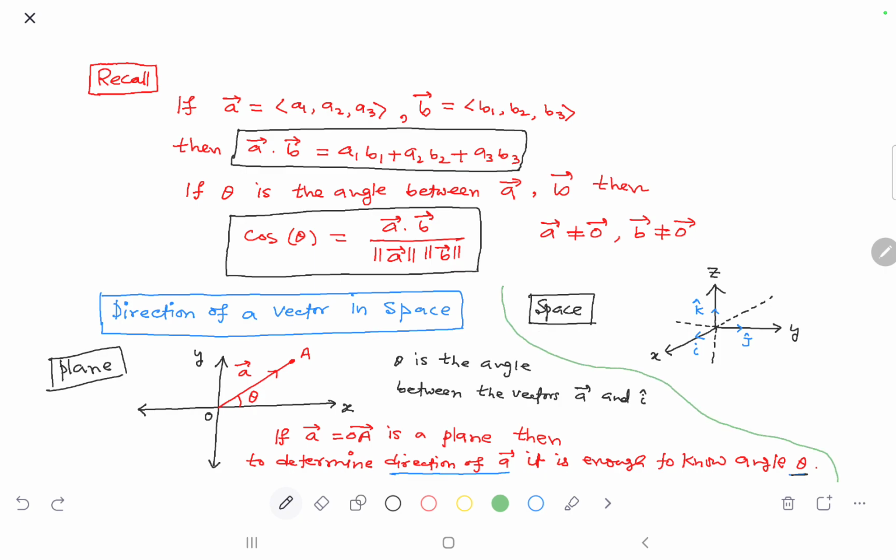So the same concept we will try to use here. In space, if we take a vector, let's say it starts from O and ends at the terminal point A, you have the vector OA, then we try to find the angle between i cap, j cap, and k cap respectively and the vector A. So those angles we call the direction angles of that vector. Let me tell you the definition.